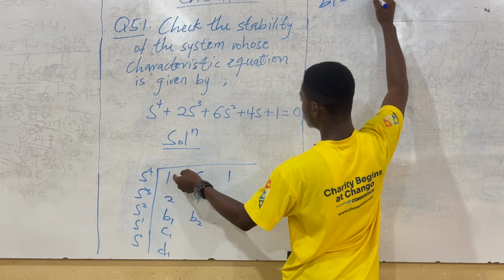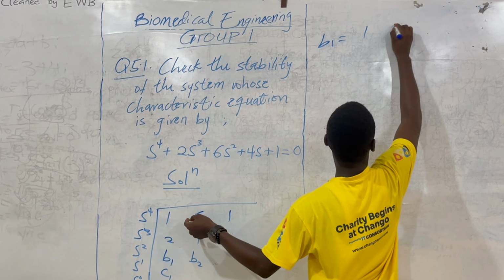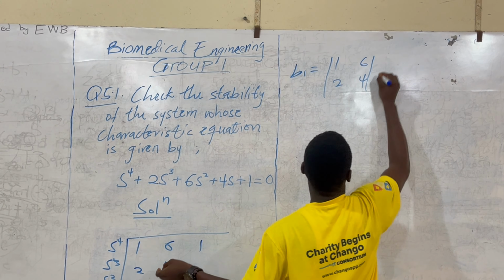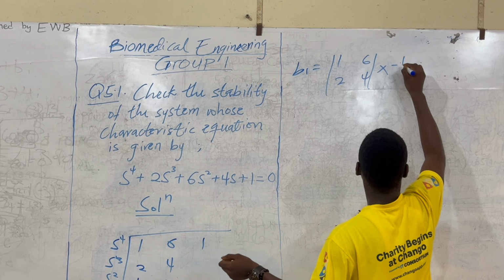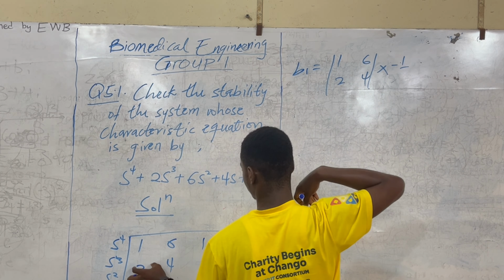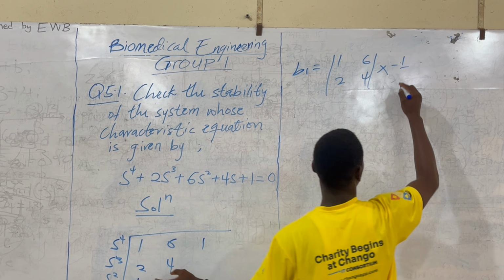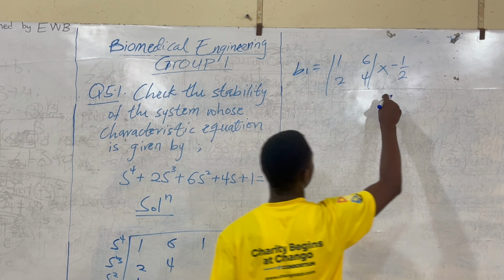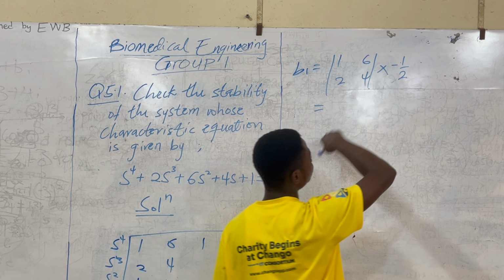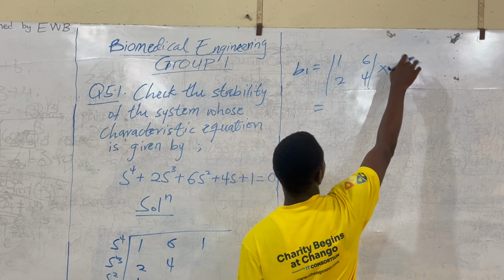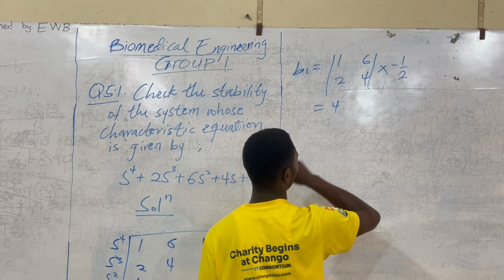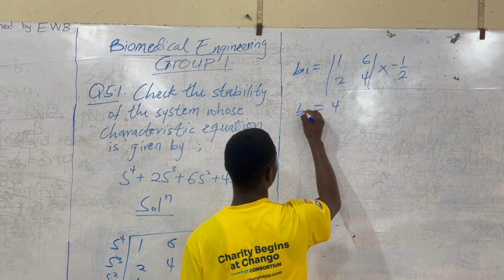So it will be 1, 6, 2, 4, multiplying by the negative of the inverse of the pivot element, which is 2. So with that, we are going to have 4 minus 12, which will be negative 8, multiplying negative half, and that is going to give us 4. So our b1 is 4.